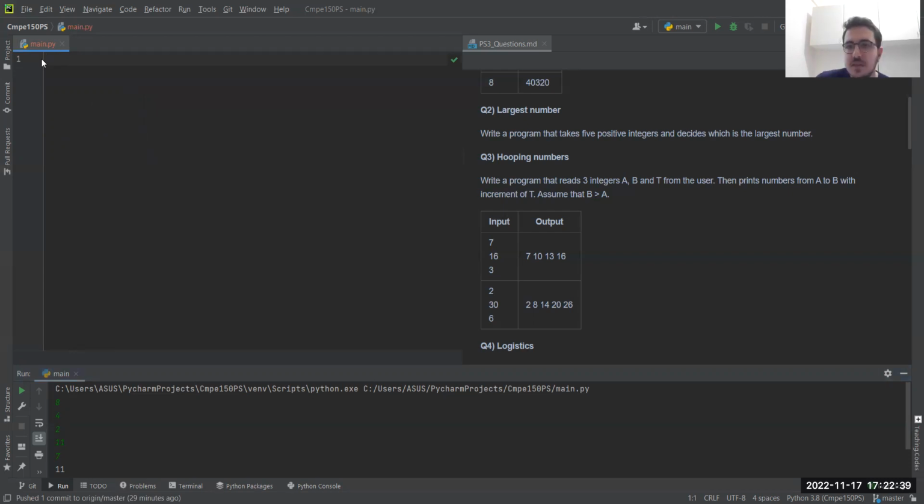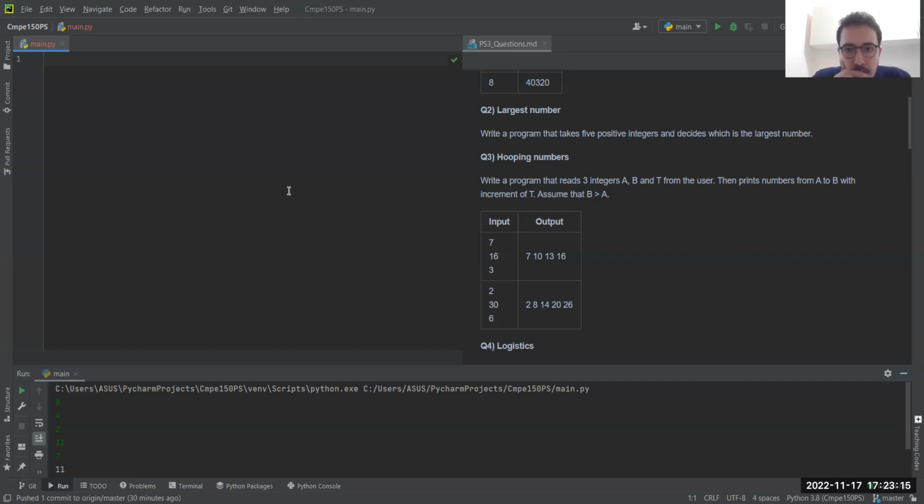So as we examine the input and output examples, you can see that the given a input is 7, the given b input is 16, and the increment is 3, and it goes from 7 to 16 by the increment of 3. And on the other example, it goes from 2 to 30 with the increment of 6, but it stops at 26 because it can't reach 32 because it is larger than 30. So it should stop just like this.